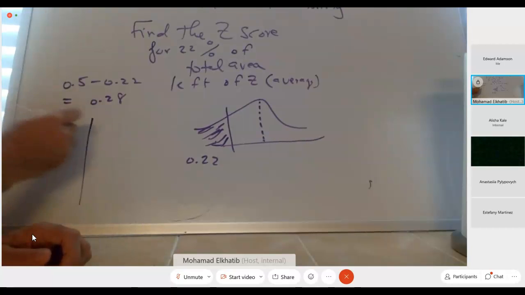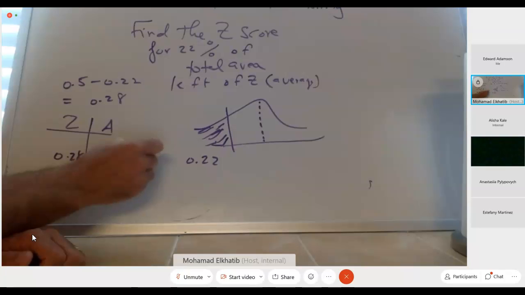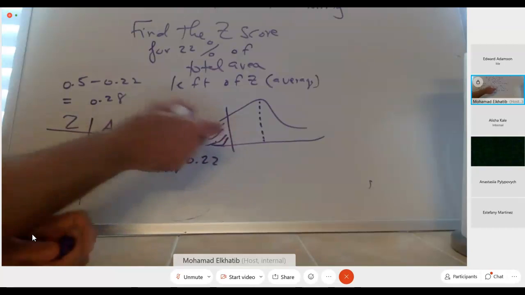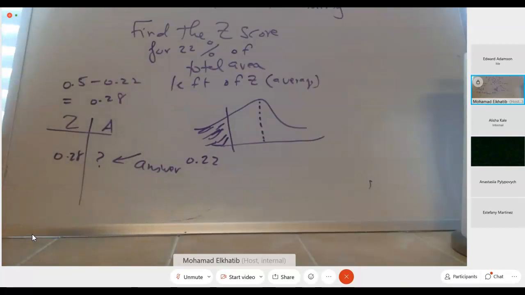Now I look at the table. Here's the Z score, here's the area. So whenever I see 0.28, what is the area? And that will be my answer. But keep in mind, the Z is going to be negative here, right? But it doesn't really matter if it's negative or positive. Why? Because the area is the same. Okay? So this is where you start working backwards.